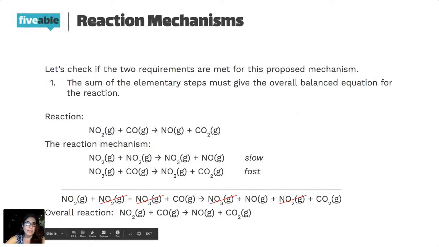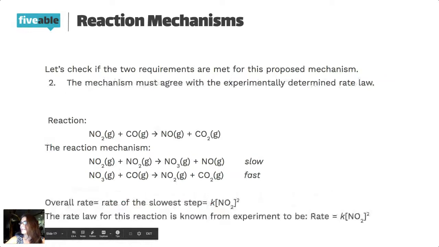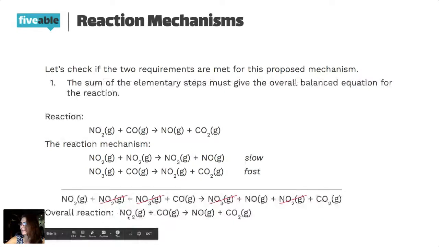So let's check if the two requirements are met for the reaction that we were talking about. If you have this reaction mechanism and you add them, you place all the reactants on one side, and you add all the products, and then like in math, you cancel the substances that are on both sides of the equation, you get the overall reaction. So with this, we prove that the first requirement is met.